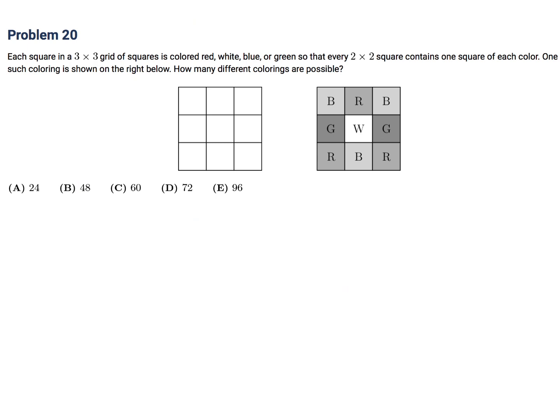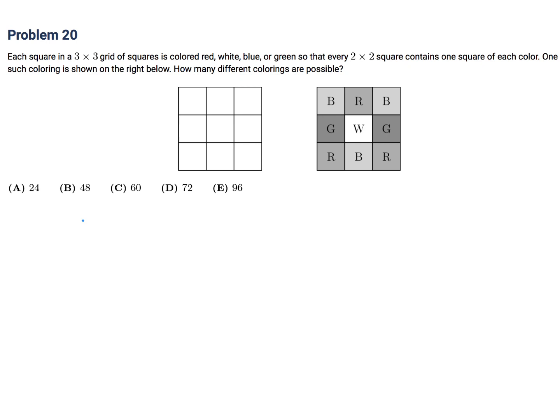Each square in a 3x3 grid of squares is colored red, white, blue, or green, so that every 2x2 square contains one square of each color. One such coloring is shown on the right below. How many different colorings are possible?